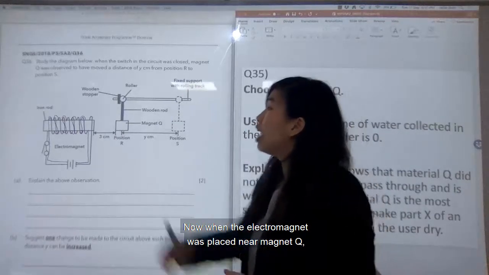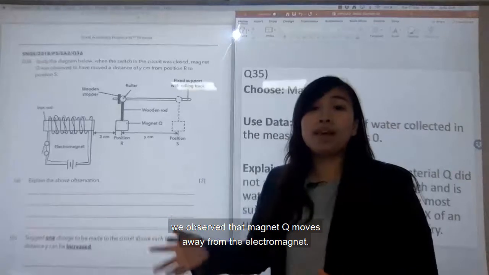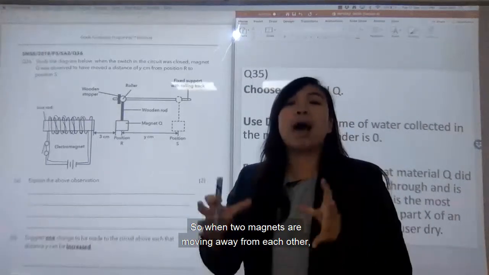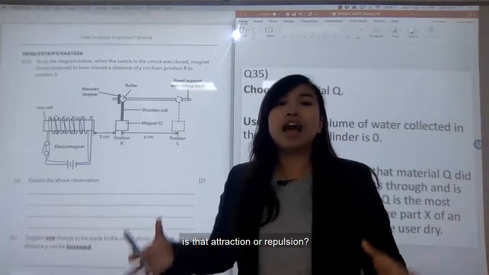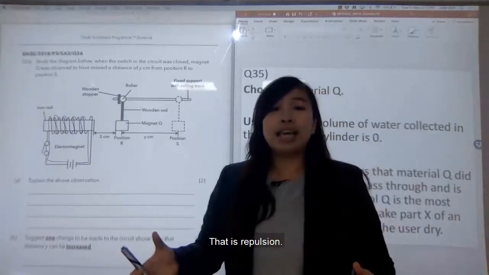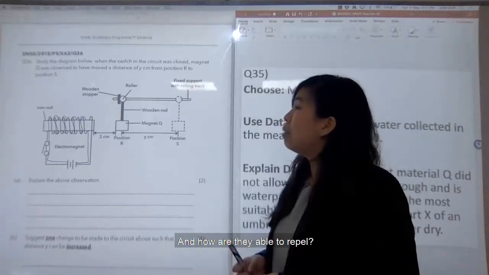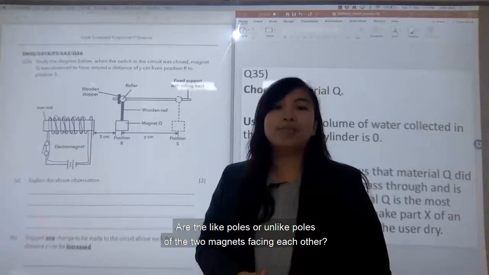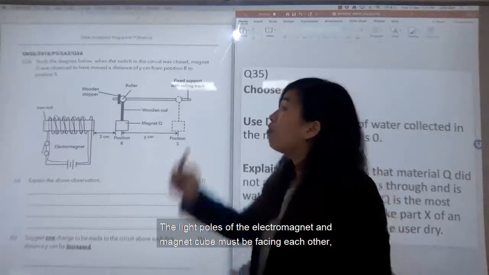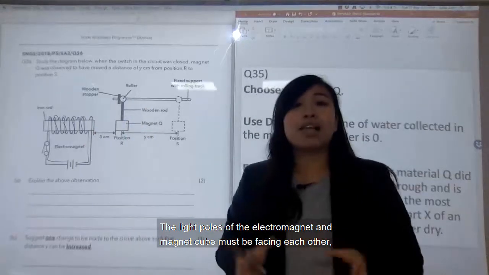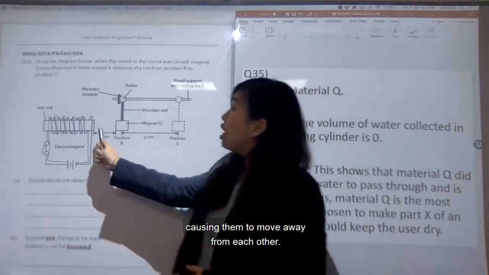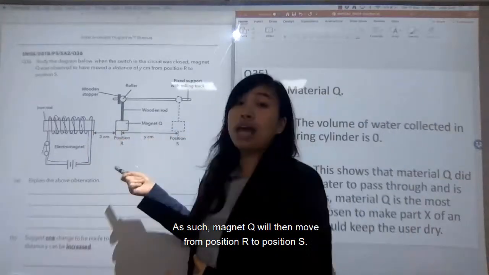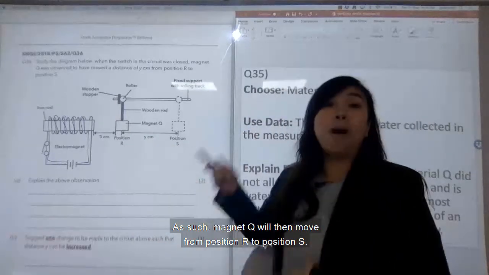Now when an electromagnet was placed near magnet Q, we observe that magnet Q moves away from the electromagnet. So when two magnets are moving away from each other, is there attraction or repulsion? There is repulsion. And how are they able to repel? Are the like poles or unlike poles of the two magnets facing each other? The like poles of the electromagnet and magnet Q must be facing each other, causing them to move away from each other. As such, magnet Q will then move from position R to position S.